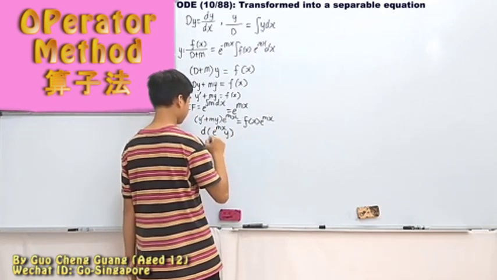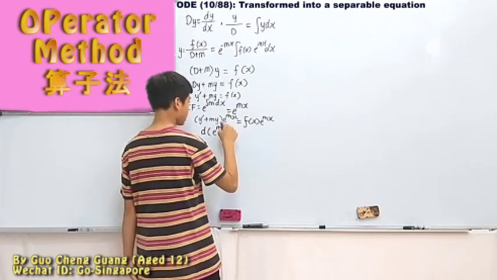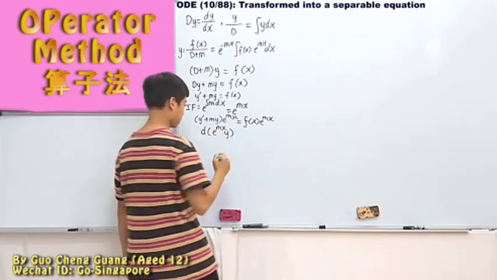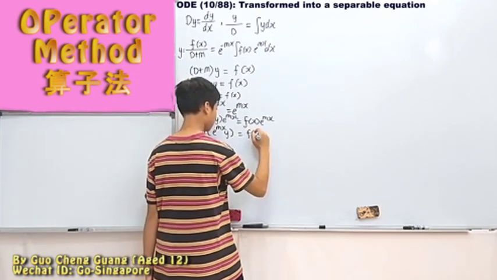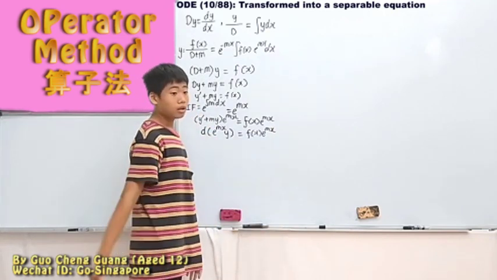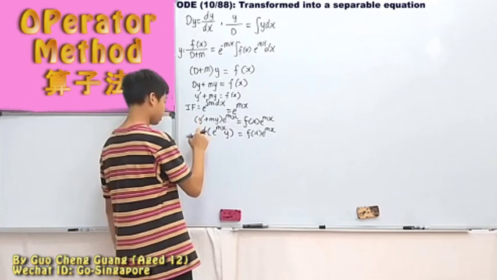Then if we try again, y, you differentiate, yes, y prime, whereas e to the power of mx doesn't change, and same for the other part. Okay, then after that, here you have d. What if you integrate this part?